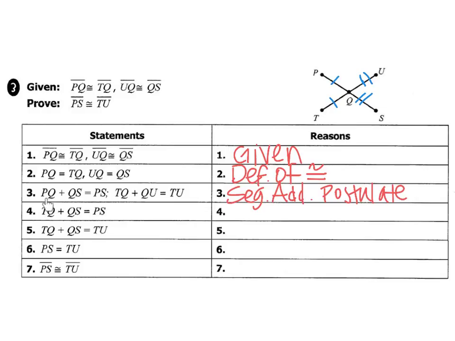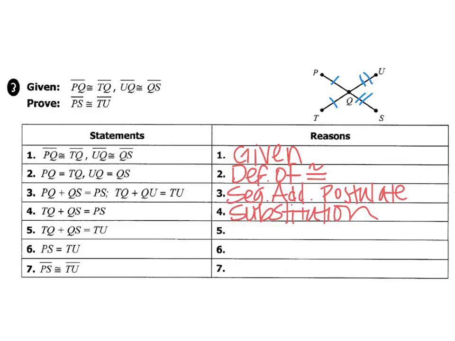We can see that it relates to statement number 3 because it looks like this one right here, except PQ and TQ changed. We also know that PQ is equal to TQ. So what changed from 3 to 4 was that we substituted in TQ for PQ. We took TQ, plugged it in for PQ, and that's how we got statement number 4. So our reason for statement number 4 is substitution, because we look back at number 2 and know that PQ is equal to TQ.